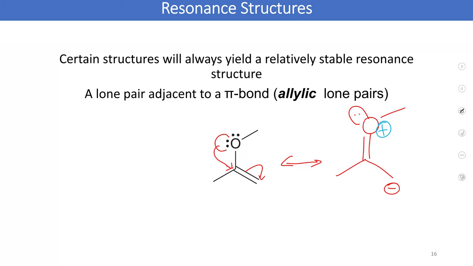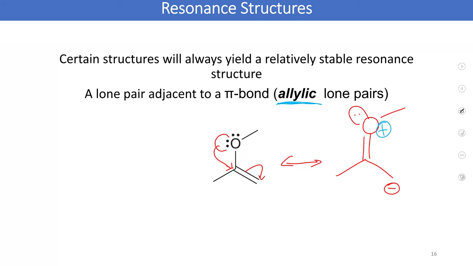And so this position, one bond away from a pi bond, is what's known as the allylic position. Specifically, I believe allylic refers to when it's a carbon-carbon pi bond. But really, the main thing we're trying to get across here is that one sigma bond away from a pi bond is the allylic position.